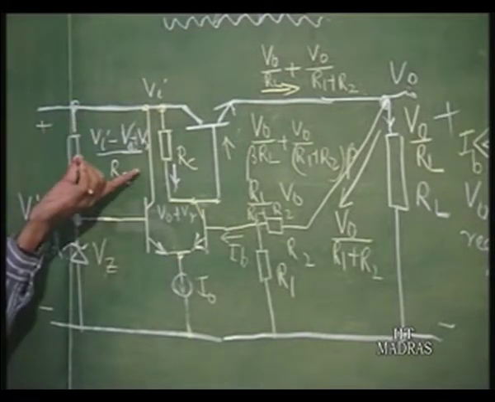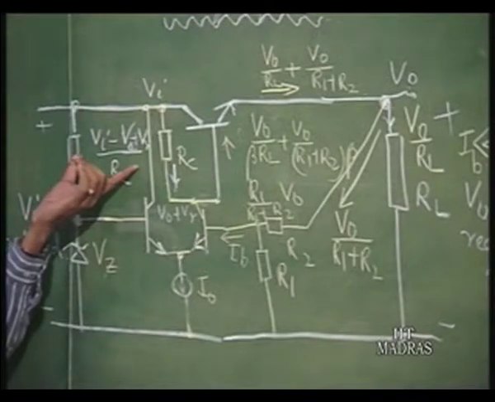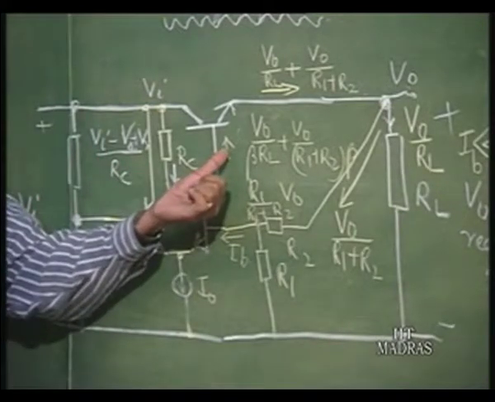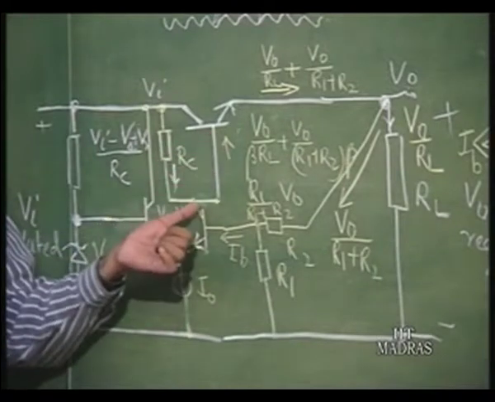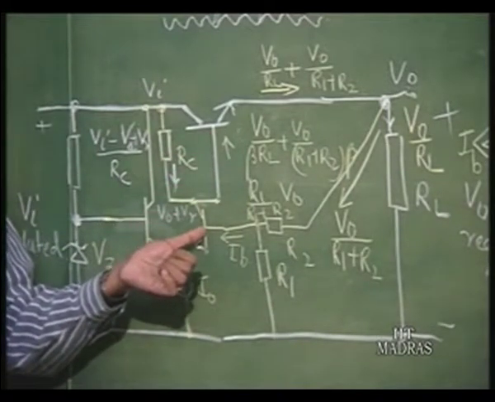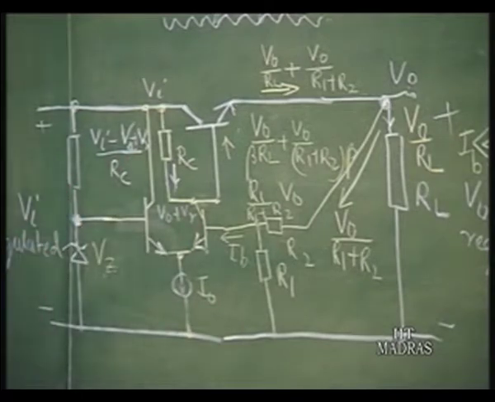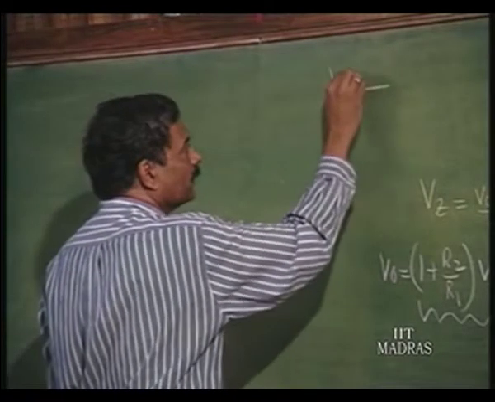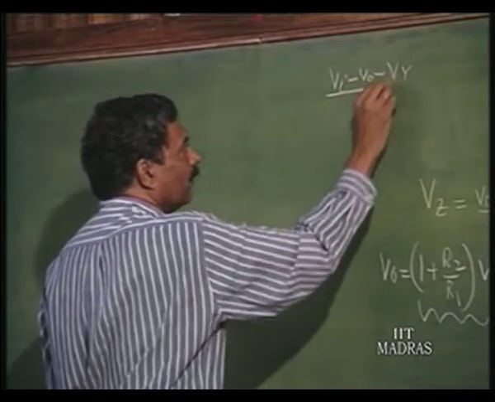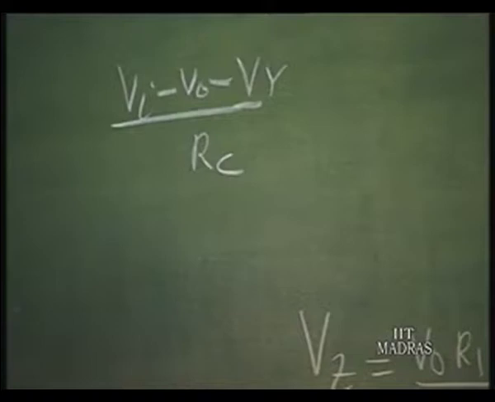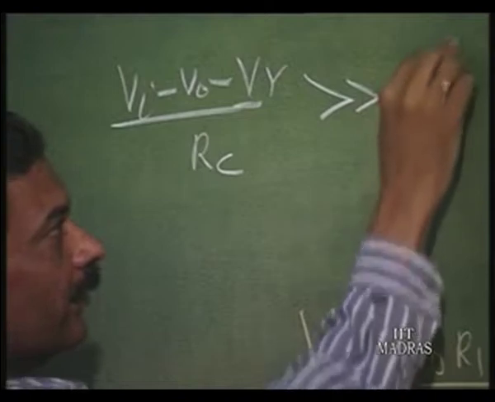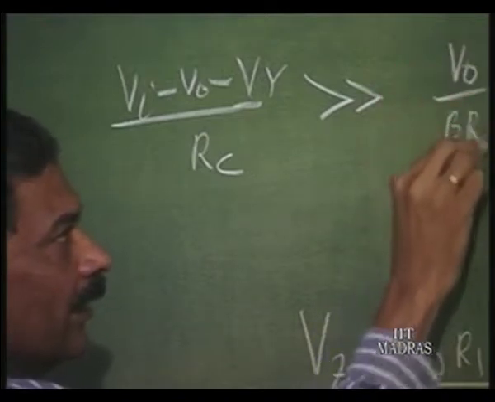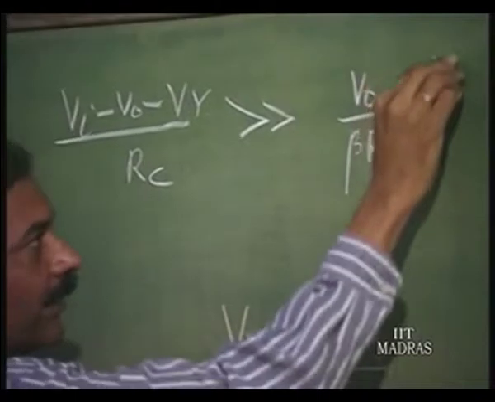One thing is, this current has to be much greater than this current. This current is the one which is split between this and the transistor. So, V I minus V naught minus V gamma by RC, this current should be much greater than V naught by beta RL. Of course, this current can be ignored.